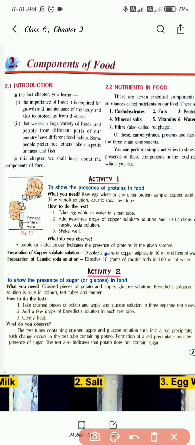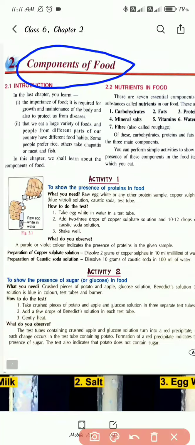Good morning, everyone. So today we'll be starting a new chapter. The name of the chapter is Components of Food. In our previous chapter we learned about food, where the food comes from. We learned about different types of food. Now in this chapter we will learn what are the components in the food. That means what are the things that are inside the food, what are the things that make food necessary for us.